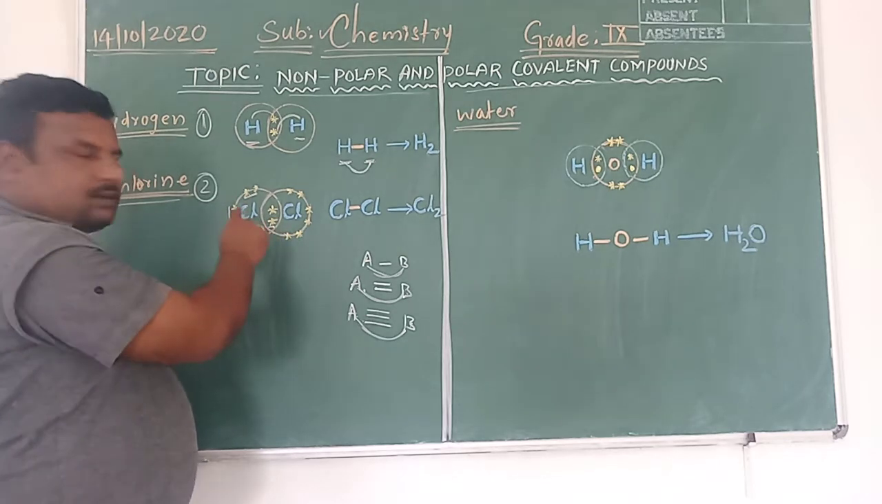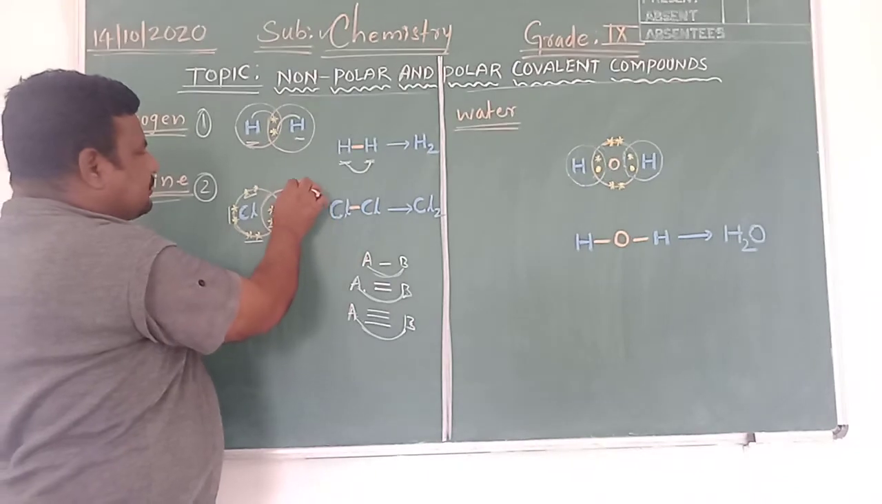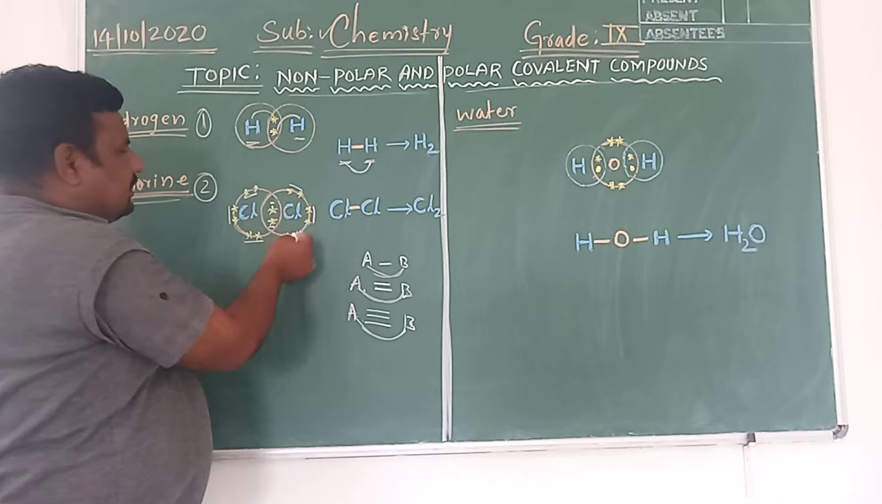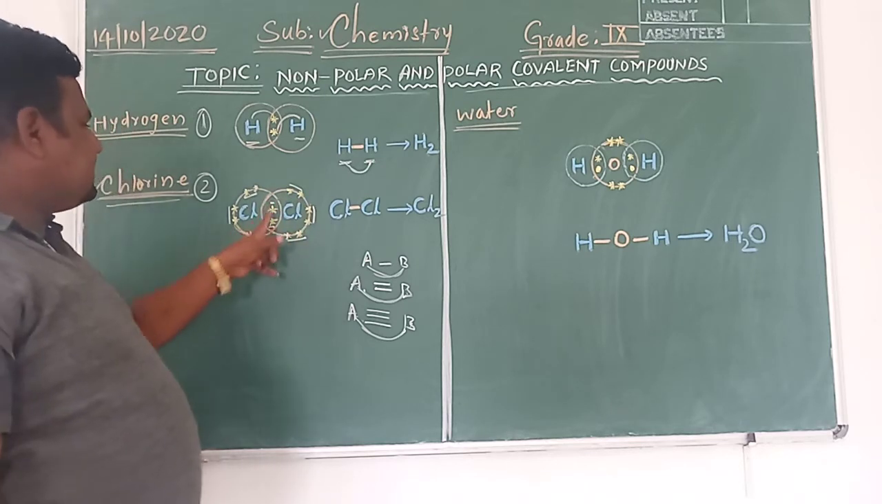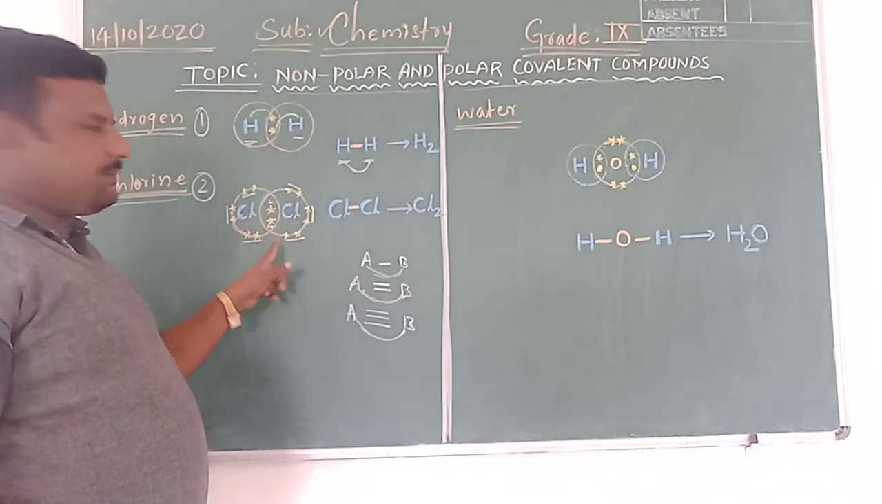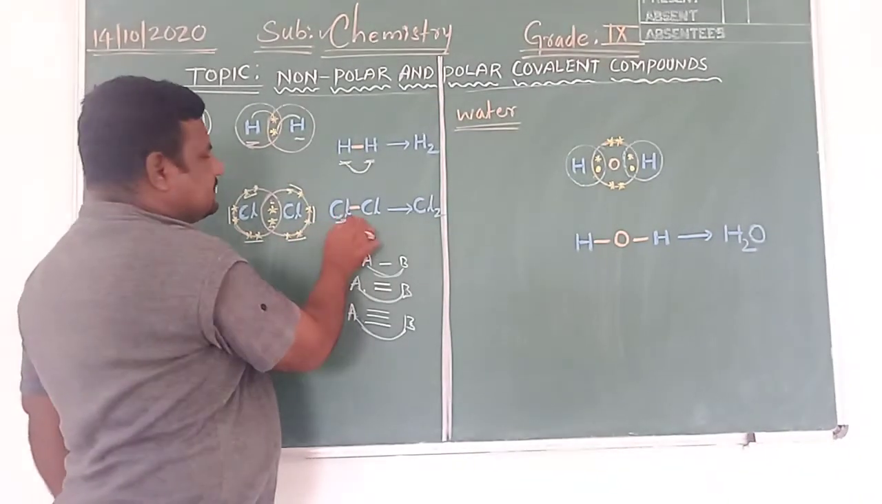So 7. This other chlorine atom also has the number of electrons 2, 4, 6, plus this one. So what happens? By sharing, they both attain octet. They both become stable. And they form this and this.